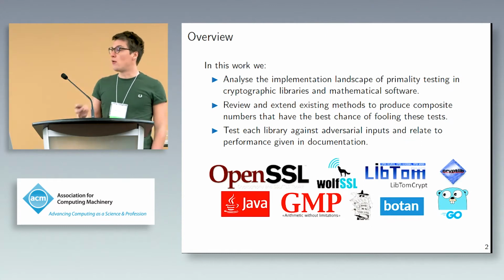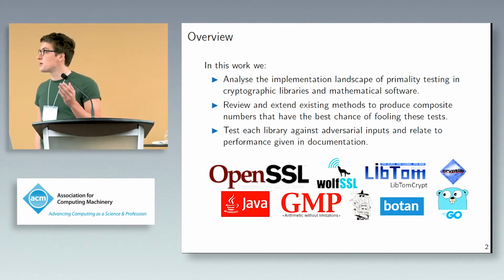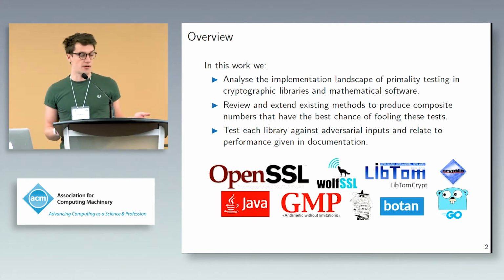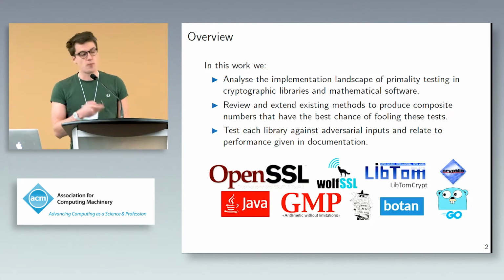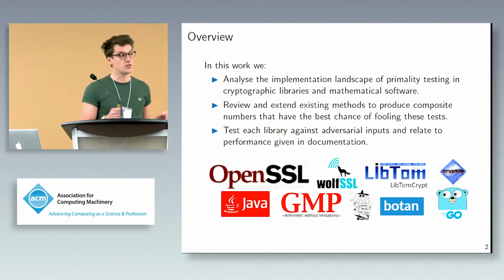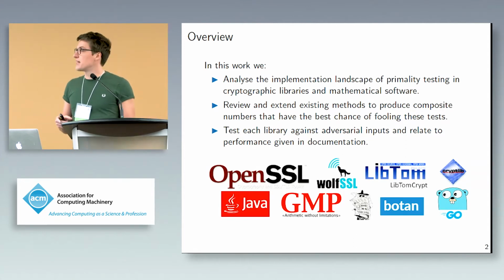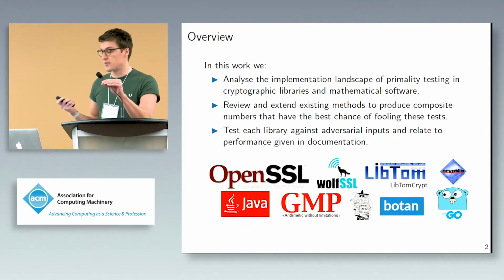Okay, so to give an overview of our work and what we'll be talking about today. First, in this work, we analyze the implementation landscape of primality testing in cryptographic libraries and mathematical software. We review and extend existing techniques to produce composite numbers that have the best chance of fooling these primality tests. And for each library, we test them against adversarial input and relate this to the performance that these libraries give in documentation.